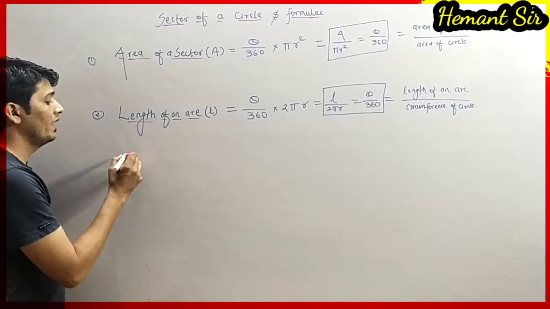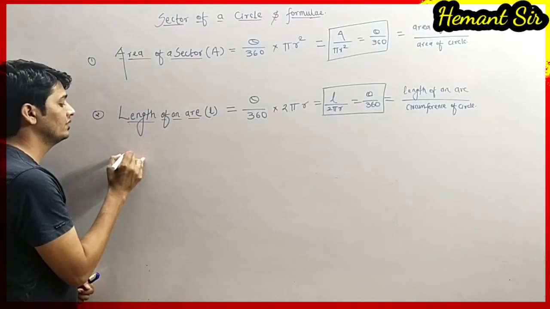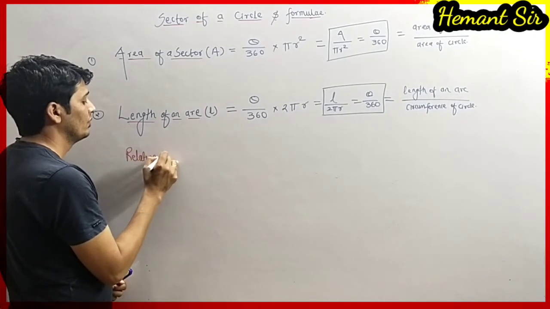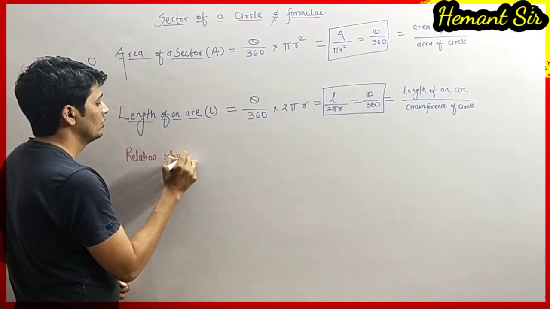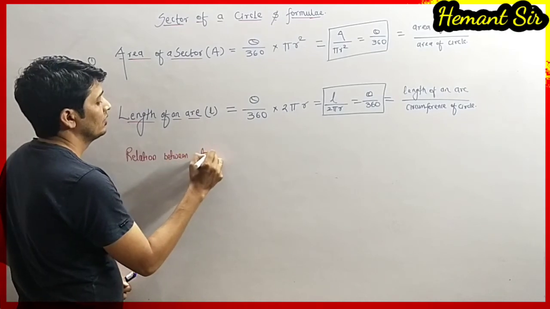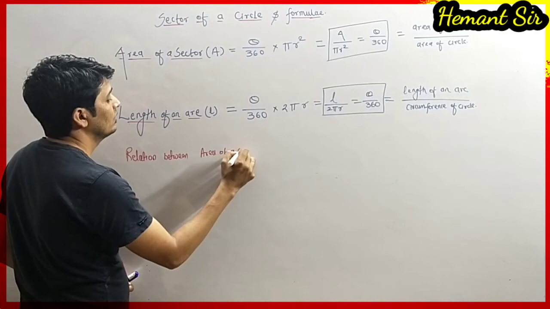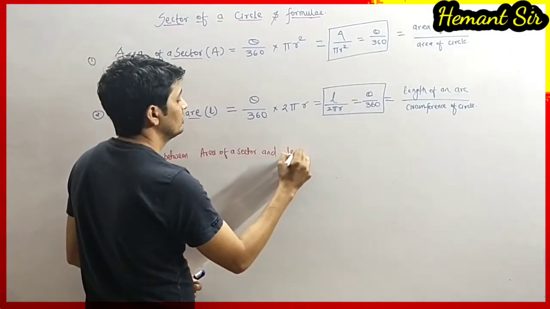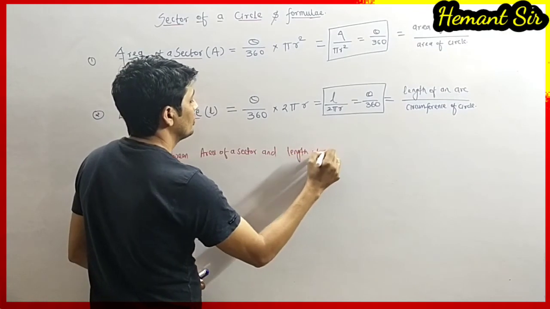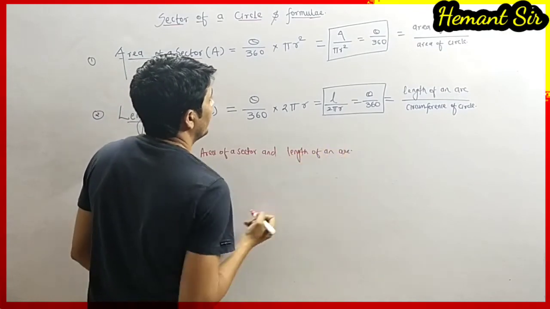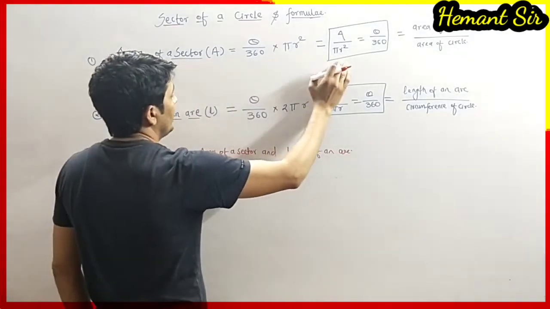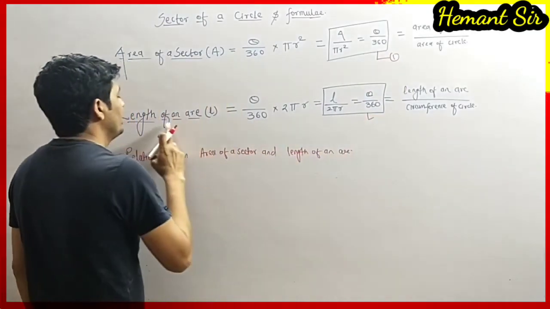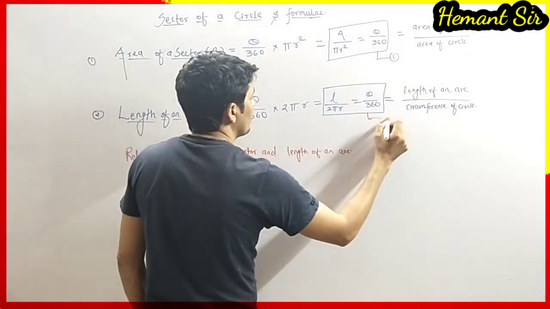So now we have to check the relationship between area of a sector and length of an arc. This is the formula for area of a sector, let this be equation number 1, and this is the formula for length of an arc, equation number 2.